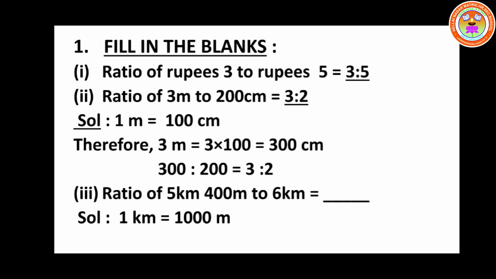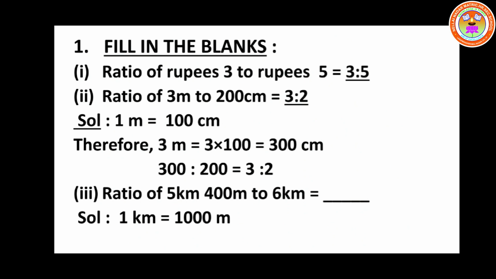Understood, children? Now the next sum: ratio of 3 meter to 200 centimeter. Already I explained to you both the ratio should have the same units. That is, meter means meter, centimeter means centimeter. Both should have the same units. But here, 3 meter to 200 centimeter, one is in meter and another one is centimeter. So let us convert the meter into centimeter now. Listen to the solution, children. 1 meter equals how many centimeter? 100 centimeter. Therefore, 3 meter equals 3 into 100, which is equal to 300 centimeter.